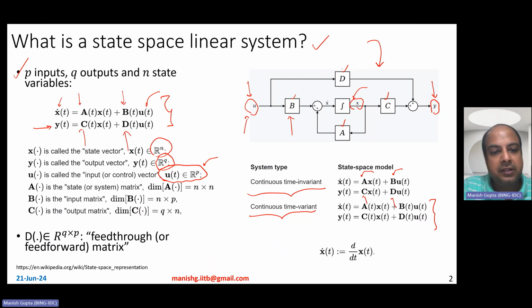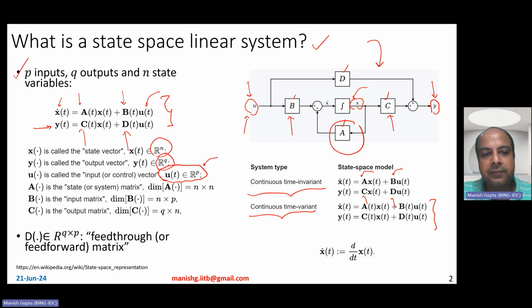So essentially, I was talking about the matrices. B is the input matrix. C is the output matrix. It decides how the output can be decided. A is the state space matrix. So A is the most important matrix here, because it explains how the system moves from a state A to a state B, from the previous state to the next state.